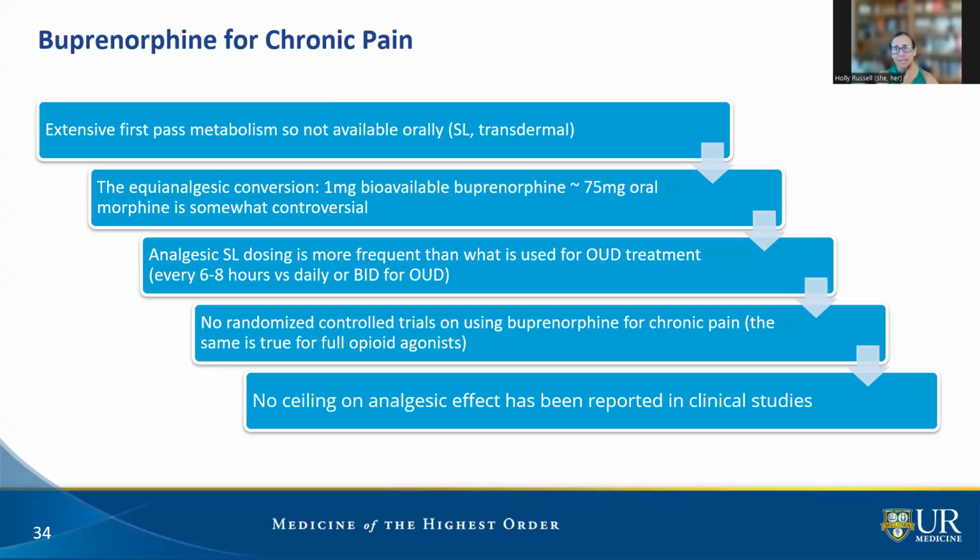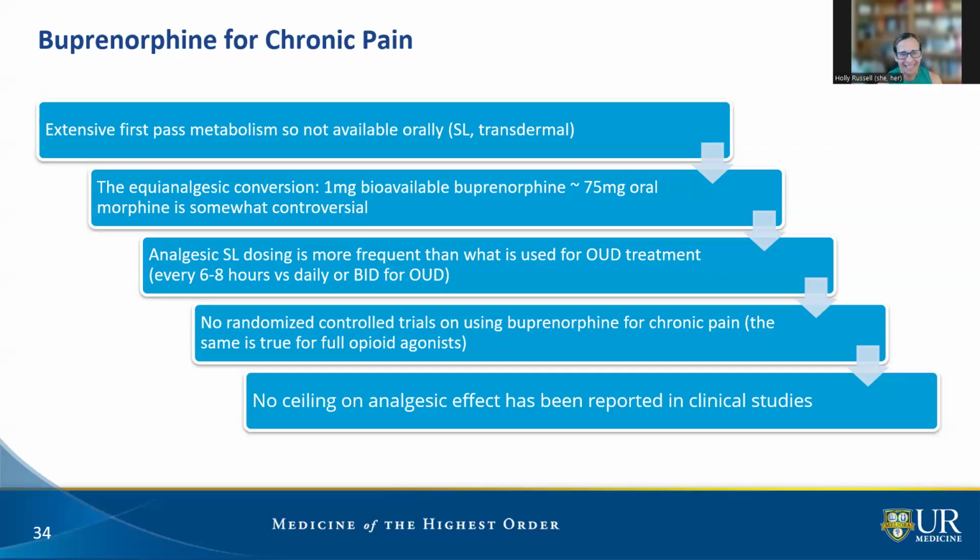There's not a perfect equianalgesic conversion. Some sources will say 1 milligram bioavailable buprenorphine is approximately 75 oral morphine, but again, it's controversial. It's not an exact science in terms of the conversion. There is some guessing involved if you're switching people. The analgesic sublingual dosing is more frequent than what is used for opioid use disorder. So, for example, we would dose somebody who's using it for pain every 6 to 8 hours versus using it daily or twice a day for opioid use disorder.